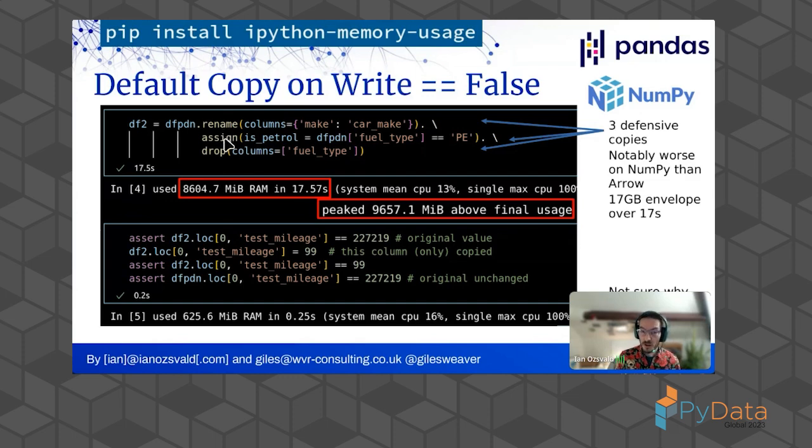Then I assign a new column. That causes another data frame copy, another 8 gigabytes. And then if I drop a column, I get another data frame copy. And we could lose the temporaries until at the end, we've got 8 gigabytes, but there was another temporary during the operation.